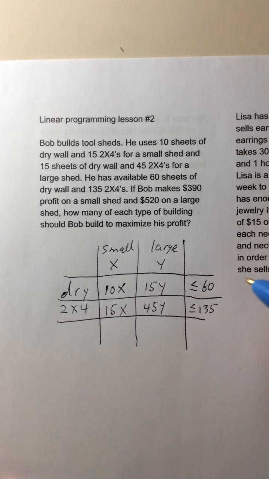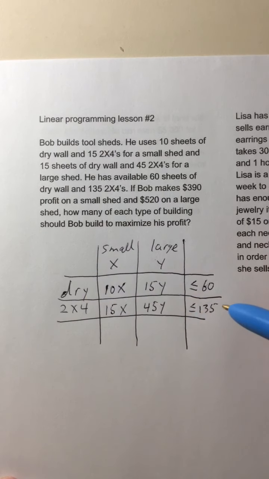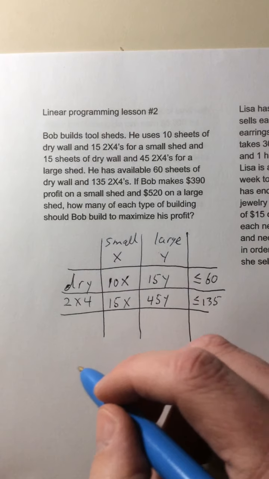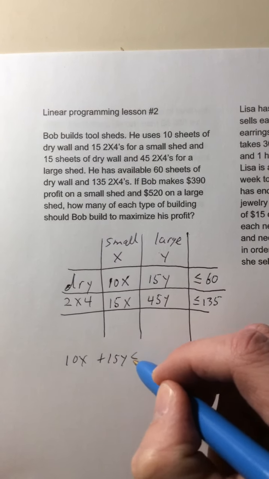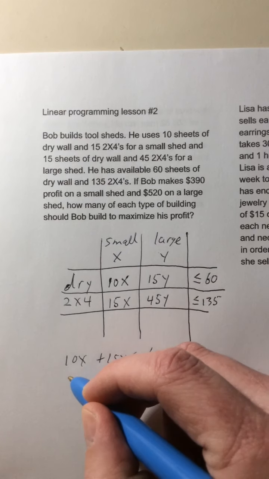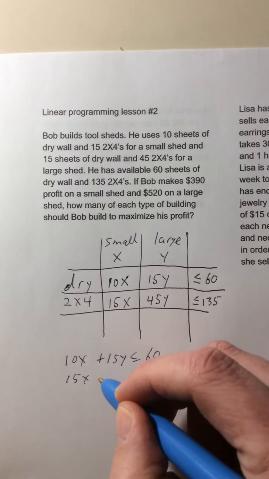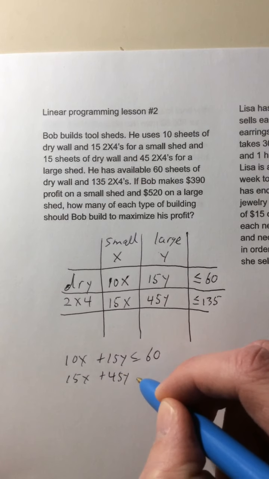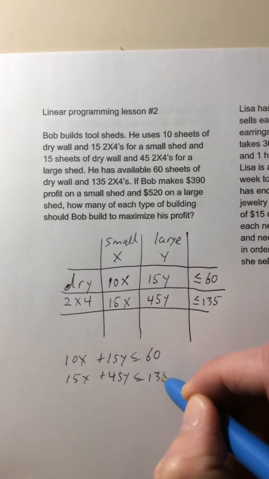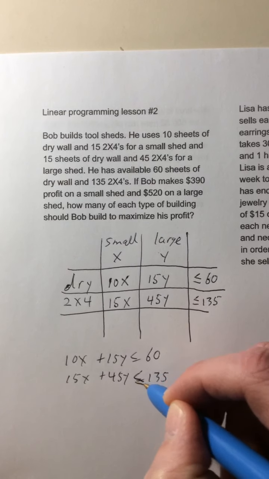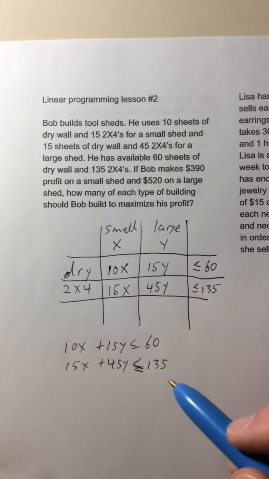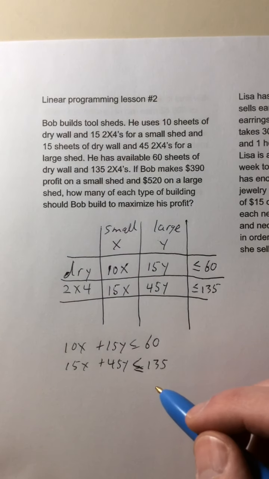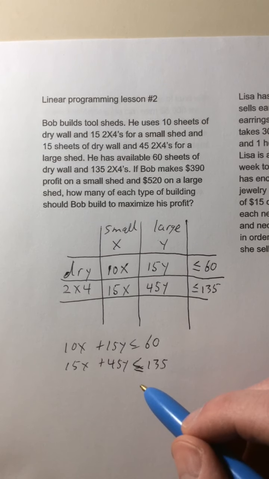So here are the inequalities that we're going to graph. We're going to have 10x plus 15y is less than or equal to 60, and we're going to have 15x plus 45y is less than or equal to 135. So we'll solve those and graph those, and then we need to figure out the ordered pairs.